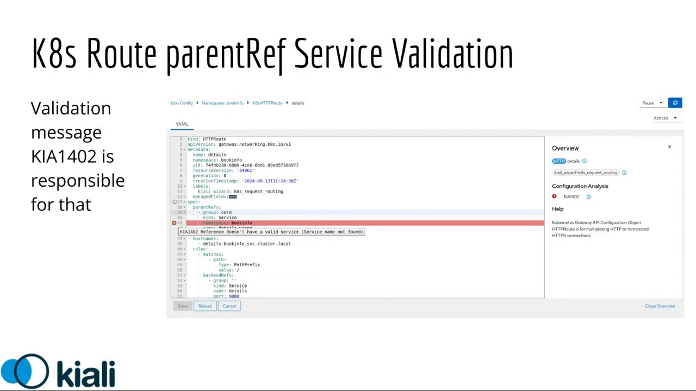With the Gateway API 1.1 release, the Kubernetes protocol routes, such as HTTP route or gRPC route, in their parent ref section, can now also point to a service. So on the Kiali side, we modified the KIA1402 validation, which was validating the references. Now when the parent reference service doesn't exist in the provided namespace, it will show an error.